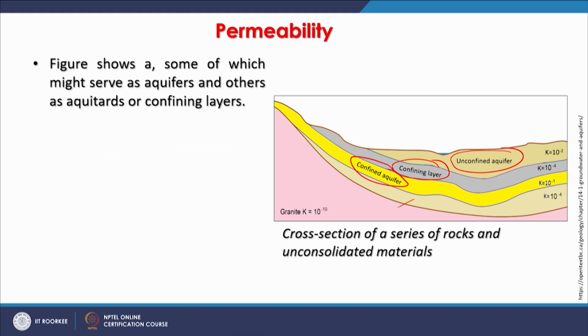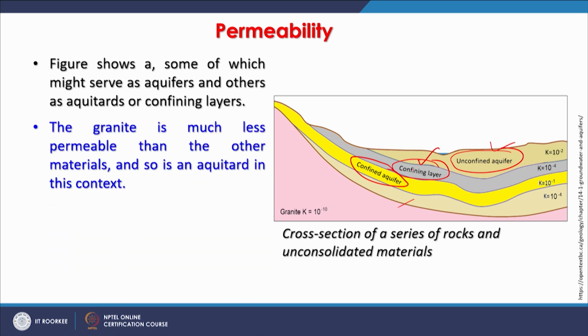So, confined aquifer conditions are there, and what it shows is that some layers might serve as aquifers and others are aquitards, or confining layers, confining the unconfined aquifer at the top. The confining layer is basically an aquitard, and the granite is much less permeable than the other materials, so it acts as an aquitard in this context. Sometimes, like here, granite is also shown, and the hydraulic conductivity values of these different rocks are also shown here.